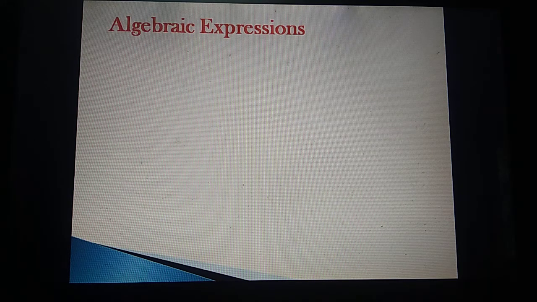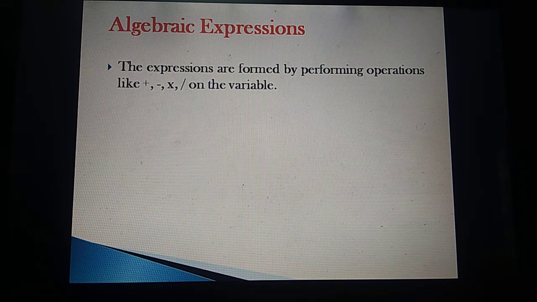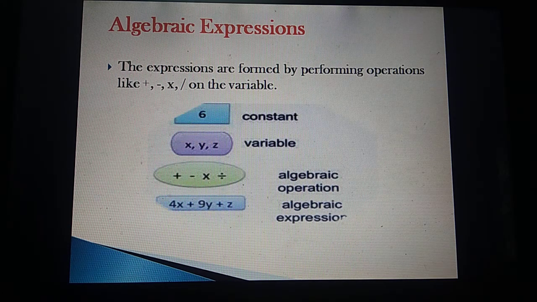Next is algebraic expression. The expressions are formed by performing operations like plus, minus, into, divide on the variable. Here 6 is a constant, x, y, z are variables, plus, minus, into, divide are algebraic operations, and 4x plus 9y plus z is an example of an algebraic expression.